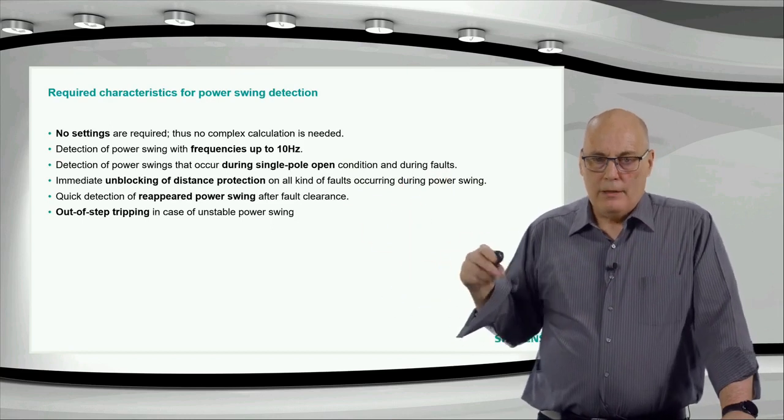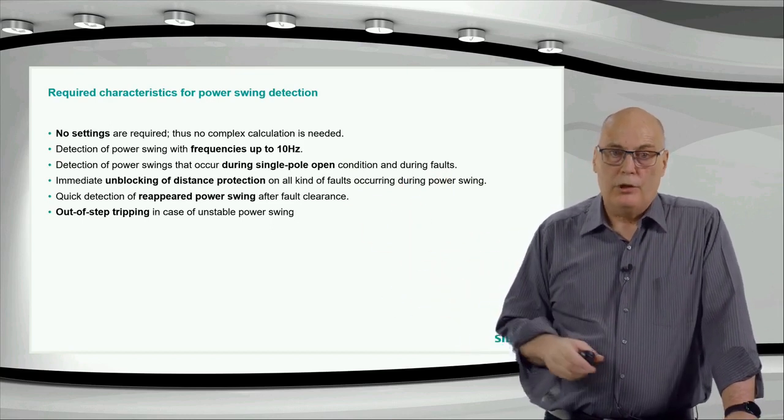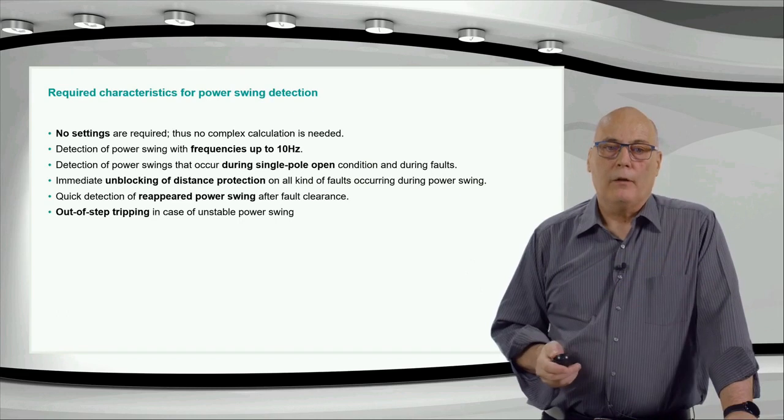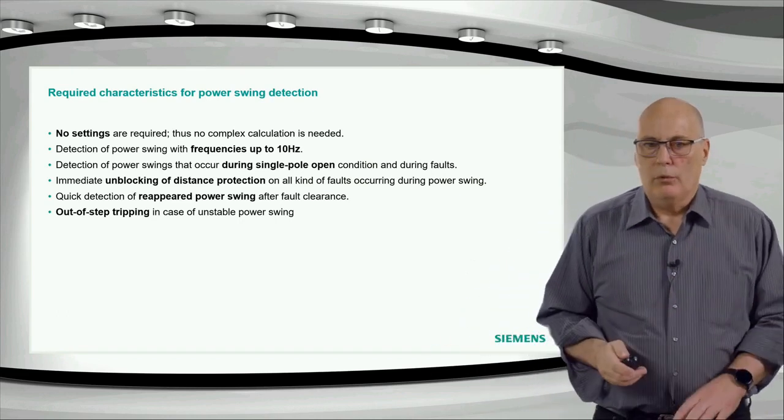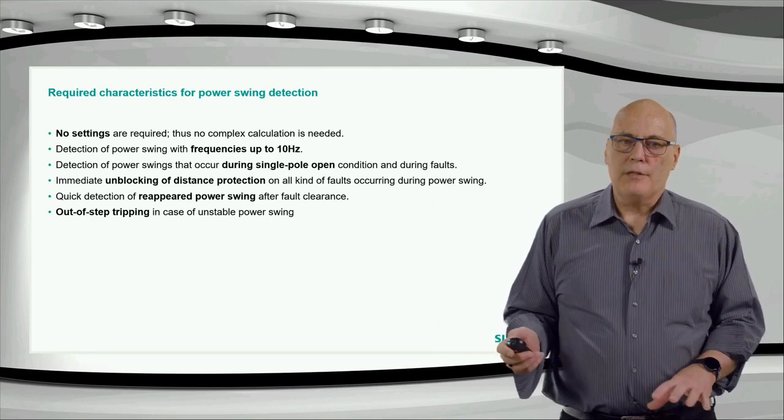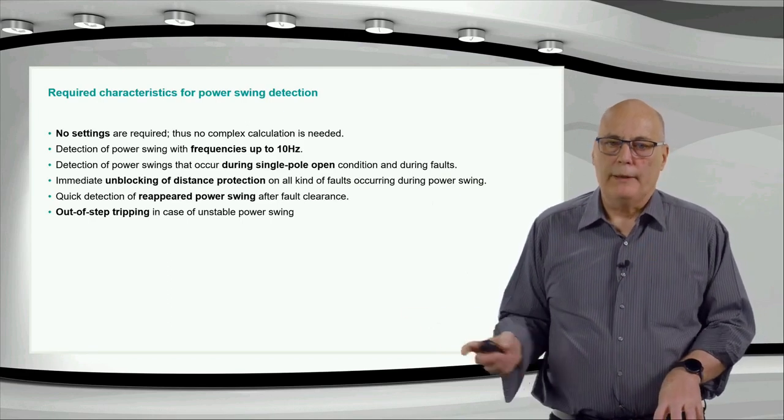You can detect the power swing during single pole open conditions. We'll show that in the diagram later on. Okay. If the power swing changes to a fault, it'll unblock. We'll look at these conditions later on. So this is just some features of the power swing blocking.